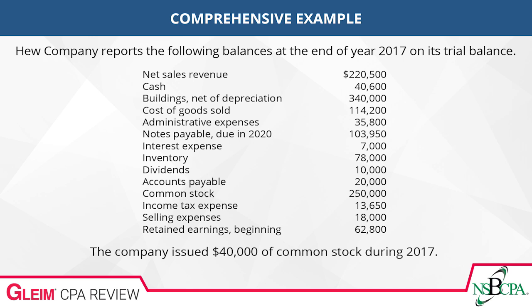The last item is a note so that we have enough data to prepare the statement of stockholders' equity. If the company issued $40,000 of common stock during 2017 and the ending balance is now $250,000, then what did the beginning balance of common stock have to be at the start of this year? Yes, you got it, $210,000. Could you use this jumbled up list of accounts and balances to prepare financial statements? That is what we're going to do now.